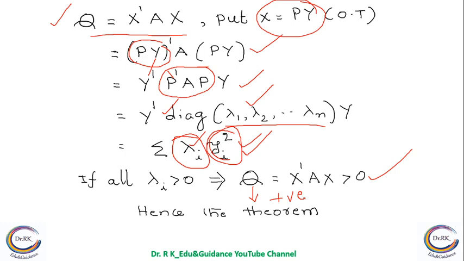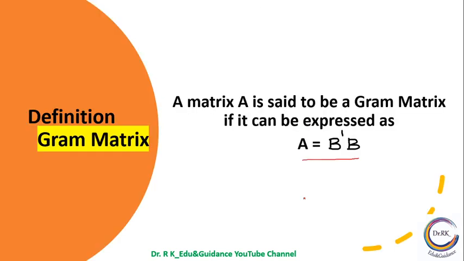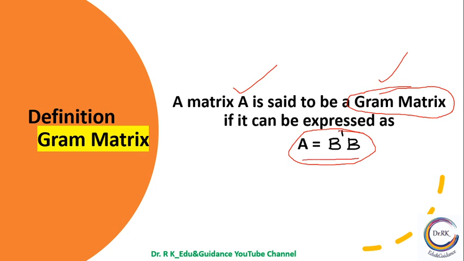This is one property or theorem related to this. This definition is also important, and there is one more property related to this. This is, I think, a new term for most of us. A matrix A is said to be a gram matrix, and this is a new term, I think we are hearing for the first time, if it can be written as a product of a matrix B and its transpose. So A equal to B transpose B, then A is called a gram matrix.